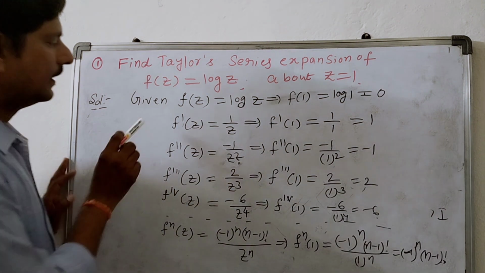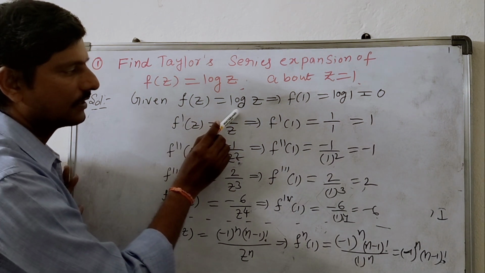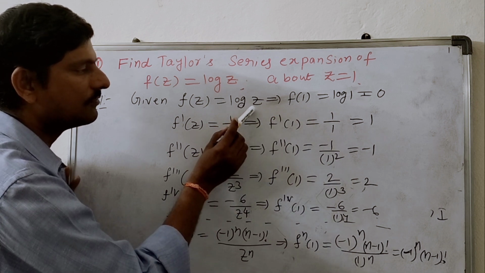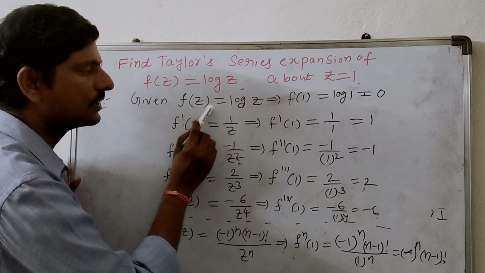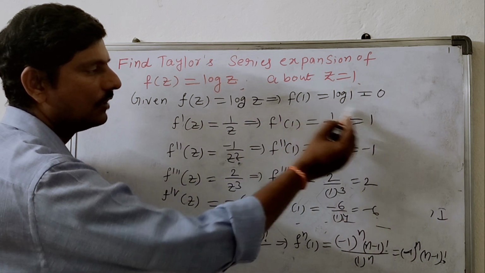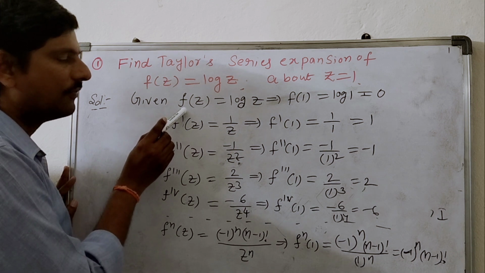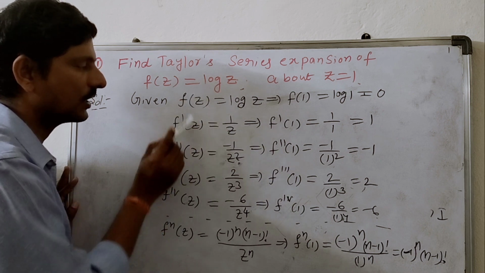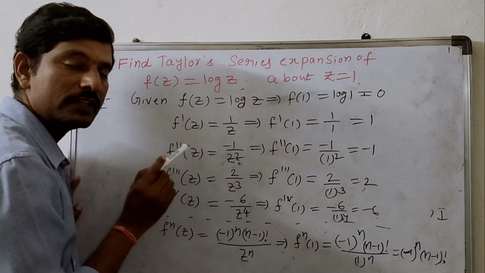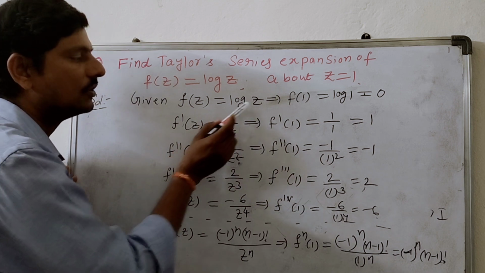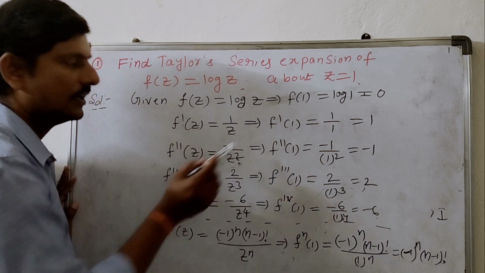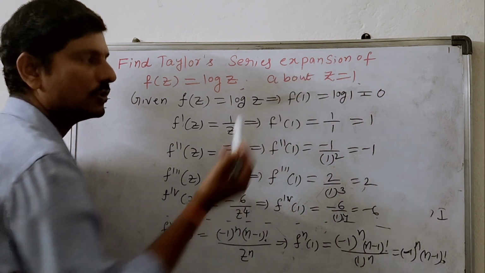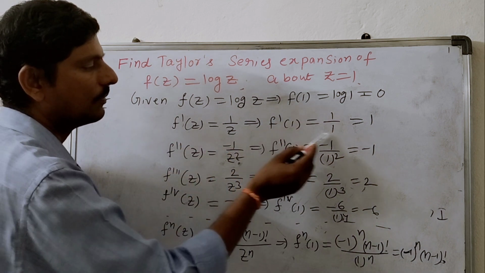Let's see here. Given f of z is equal to log z. So we have to find f of 1. In the place of z, if we put 1 on both sides, f of 1 is equal to log 1. Log 1 value is 0. F dash z: you have to differentiate with respect to z on both sides of this equation. What is the differentiation of log z? 1 by z. Here on both sides we put 1 because we have to find about z is equal to 1. So f dash 1 is equal to 1 by 1, that is equal to 1.